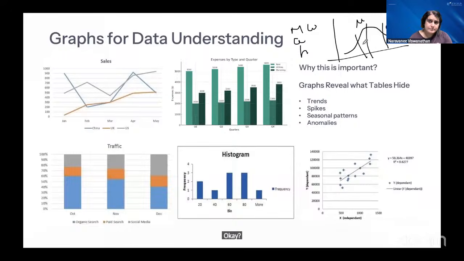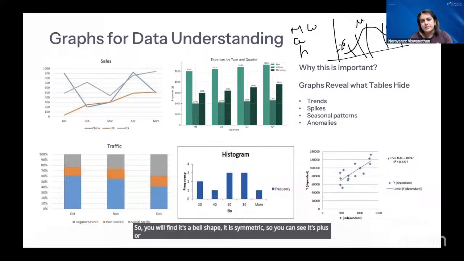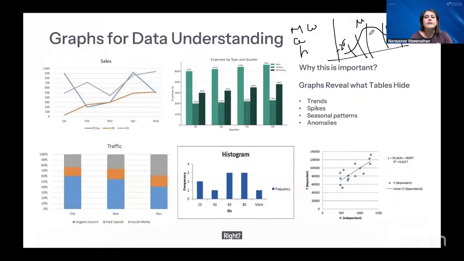Then 95% of the people will fall within two standard deviations. And 99% of you guys' ages will fall within three standard deviations. So you will find it's a bell shape. It is symmetric, so you can see it's plus or minus, right? There is one mean, median, mode. It will all be the same. Correct?